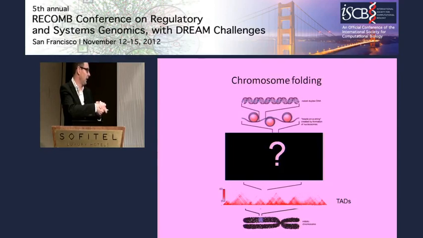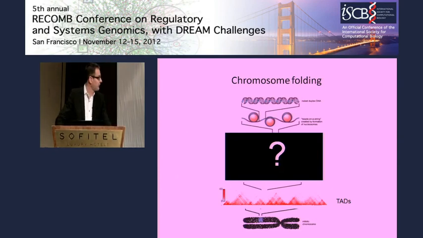It's a pretty large-scale structure. On average, it's about 800 kilobase. But this domainal organization into structural domains also has functional consequences for gene regulation.